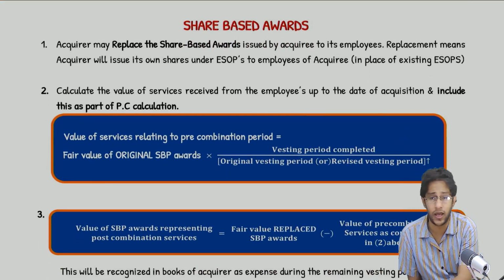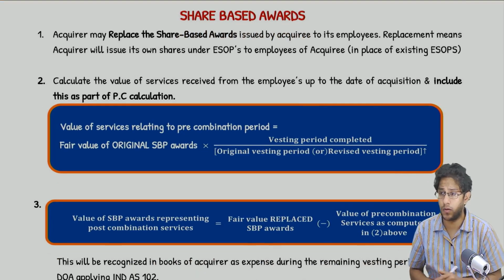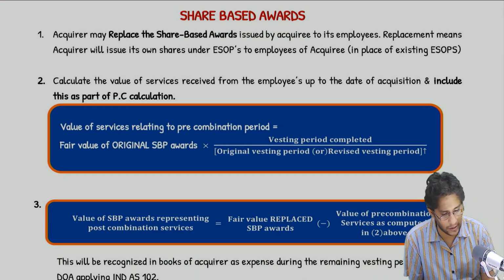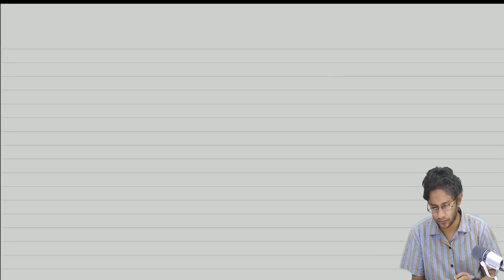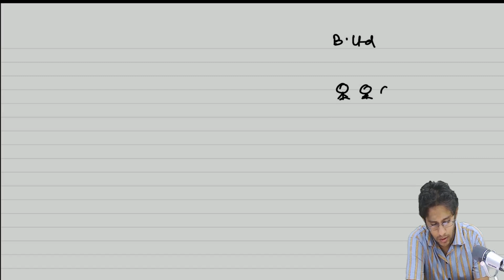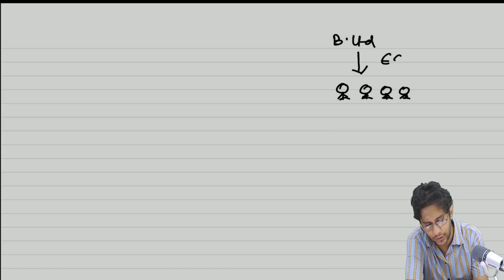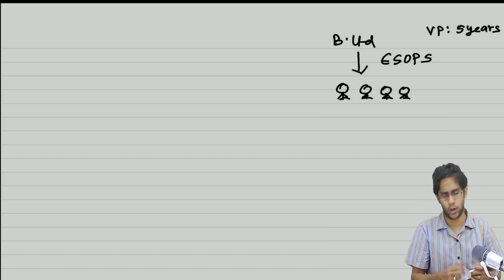Then we have share based awards. Very interesting case, very easy case also. Now guys, coming to share based awards, it is a very easy case. Look at this, there is a company called B Limited. There are employees in this to whom B Limited has issued ESOPs. ESOPs have a vesting period of 5 years. So after 5 years, these employees can exercise the options.